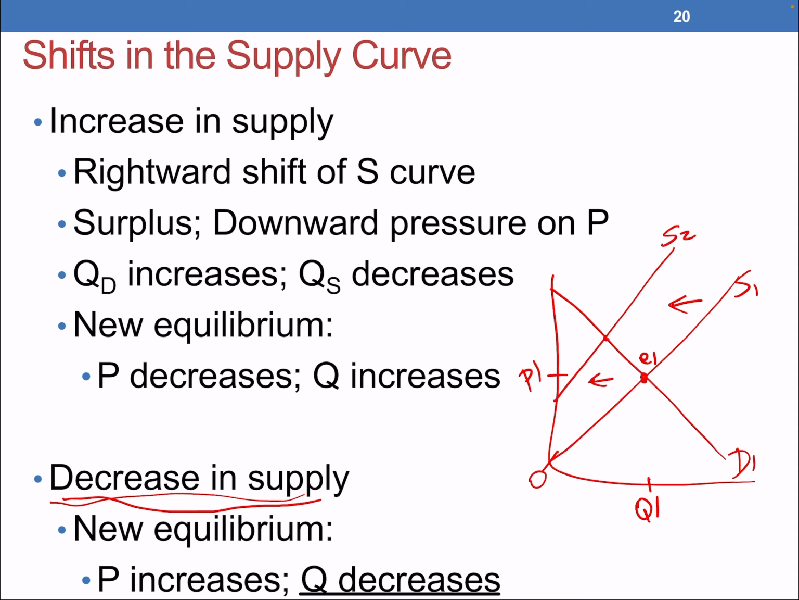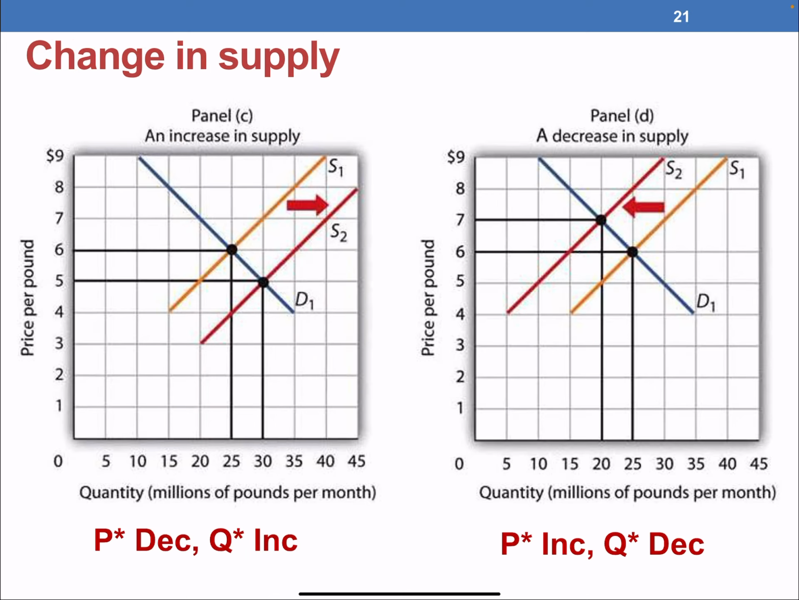I have a new point of equilibrium, E2. A new higher price, so price increases, but a lower quantity. On the other hand, if supply were to increase, we would see price drop and quantity increase. And that's just what these graphs here are showing you. So if you need to pause the video for a moment, make sure you can understand that if supply increases, price drops, quantity increases, whereas if it decreases, the opposite is true. So again, pause if you need to look at these graphs for a moment.